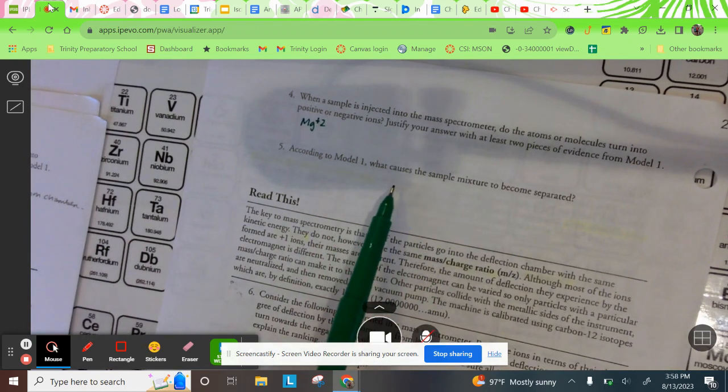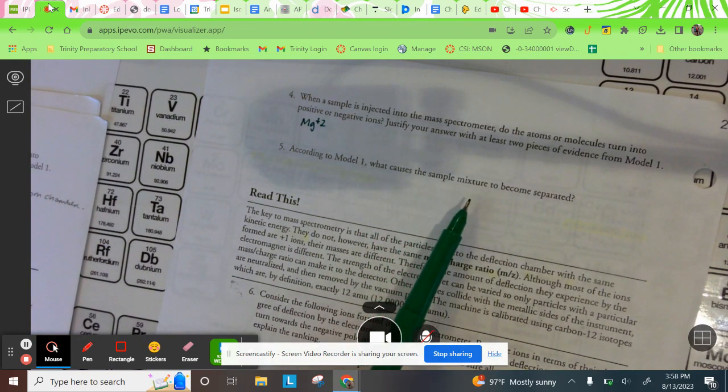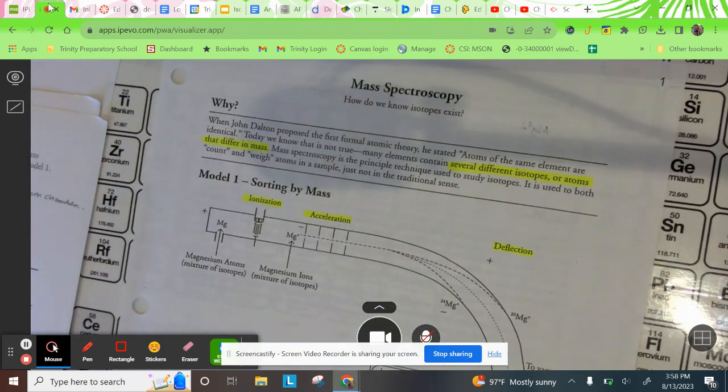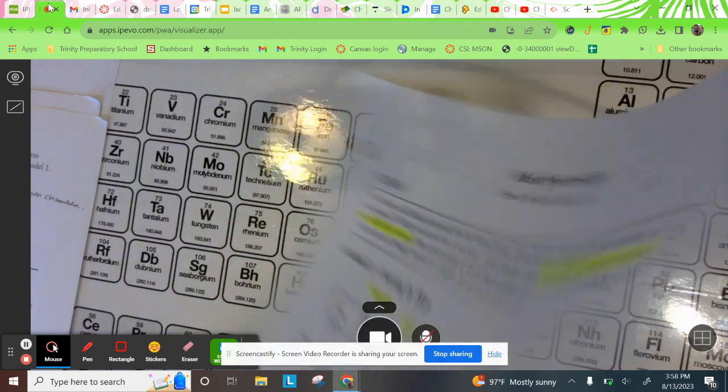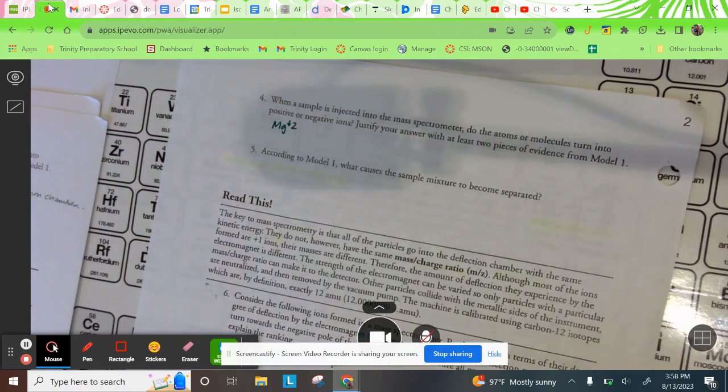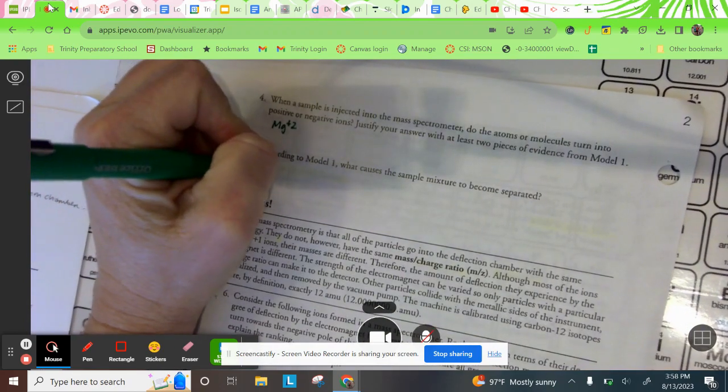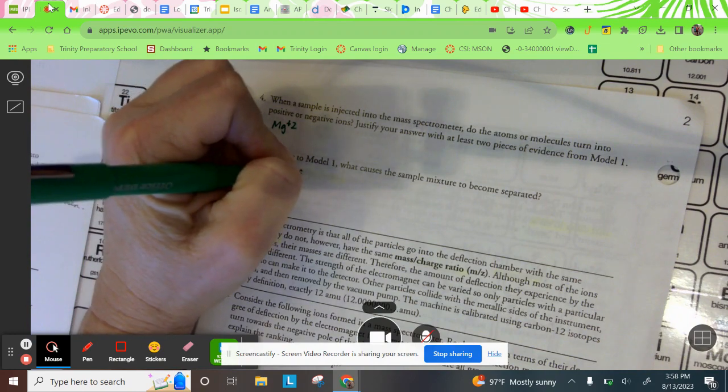According to Model 1, what causes the sample mixture to become separated? So the sample is separated here. Here's a separation, right? And the sample is separated based on mass differences, which we should have seen. Well, it just talks about up here weighing and counting, but they're separated based on mass differences. So put that in there. I'll put here mass differences.